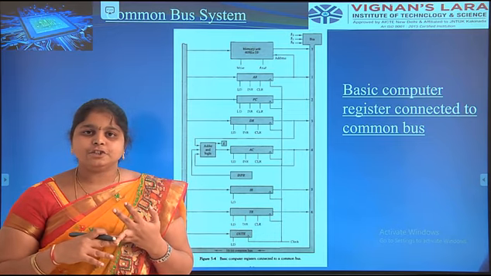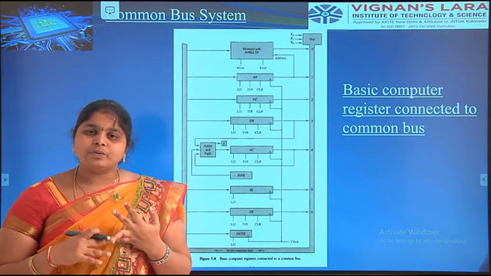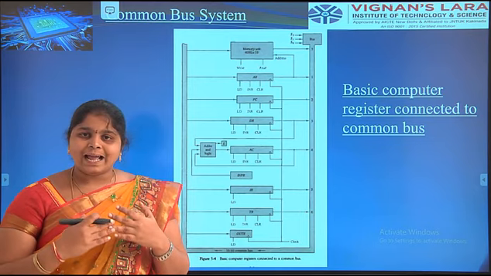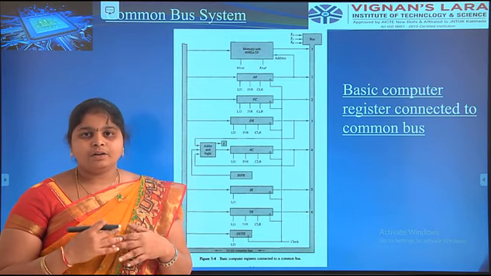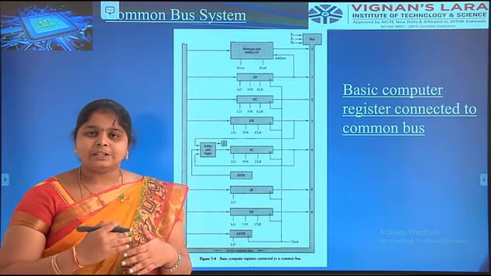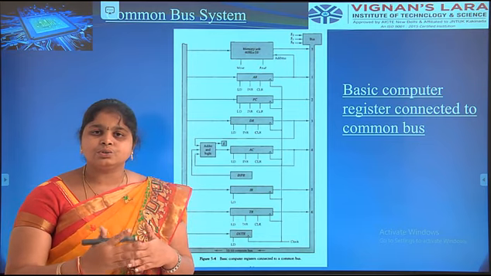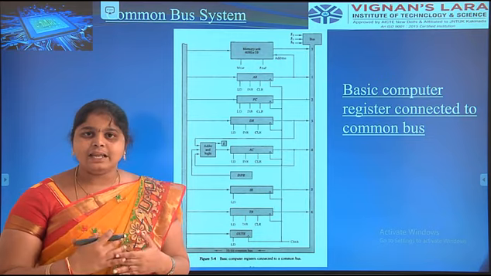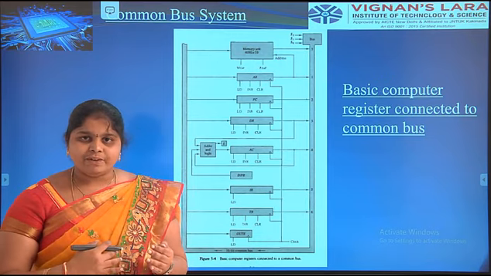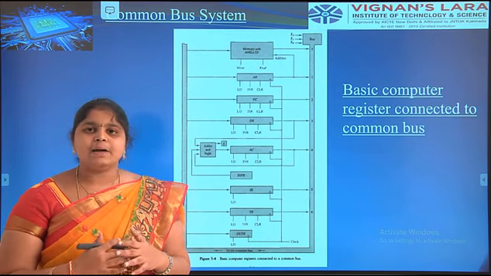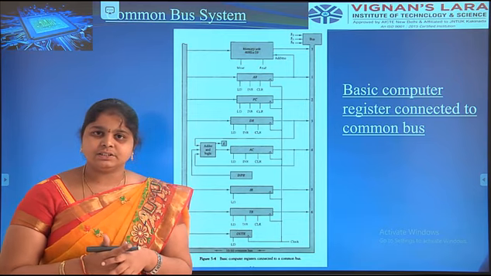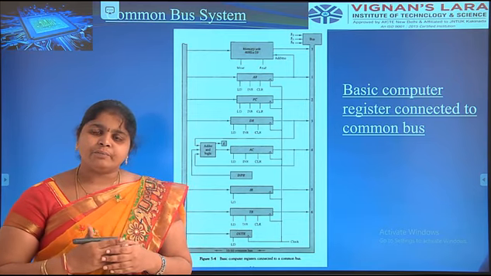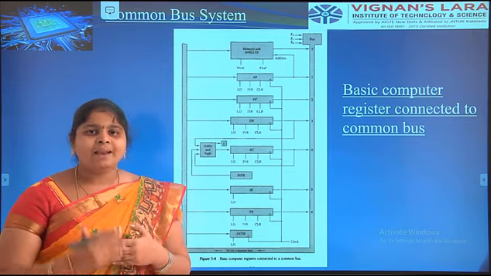What are the advantages of the common bus? We have to transfer the content from one register to another register in a less expensive manner. The cost is very low compared to the normal one. For example, suppose we have 100 registers, and we have to transfer the information from one register to another register.